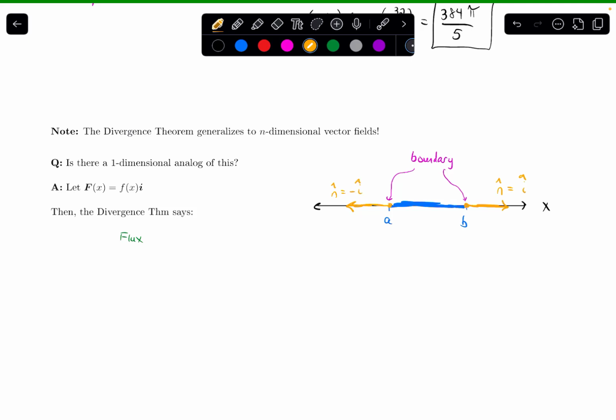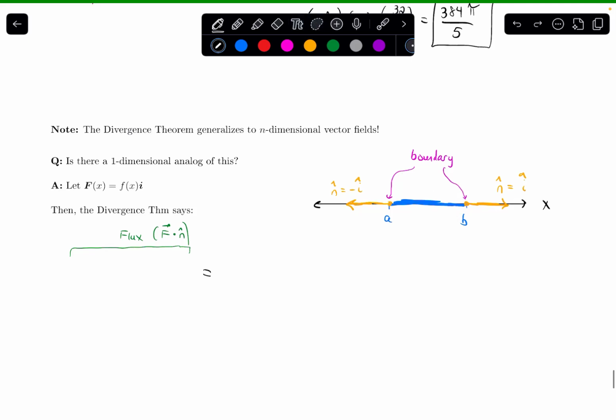Okay, so if I'm going to write down an expression for flux here on one side, I know that that involves taking my vector field, dotting it with the normal vector on the boundary. And on the other side, this ends up equaling an integral over the region inside. So, well, this is a one-dimensional region. So it's going to involve just a single integral that starts at a, ends at b, of my divergence of f. And it's just dx because it's a single integral.